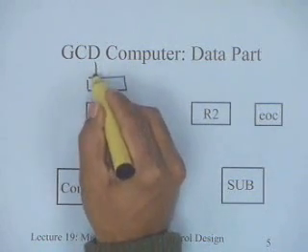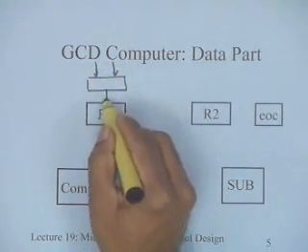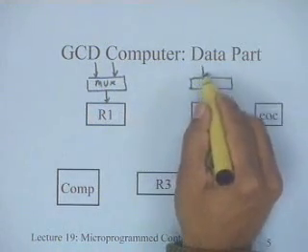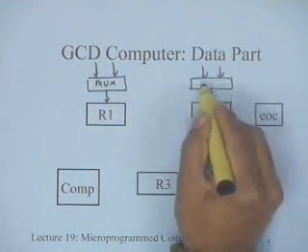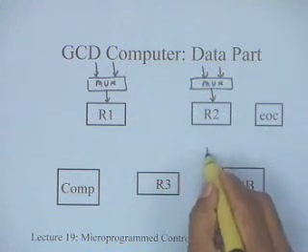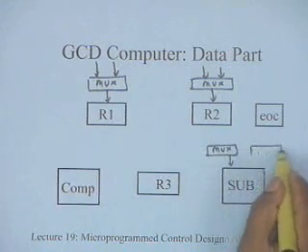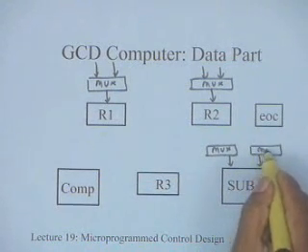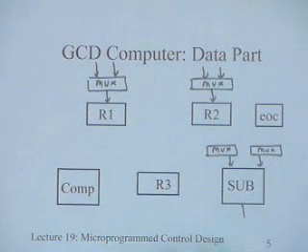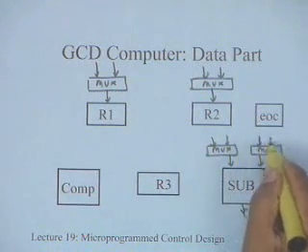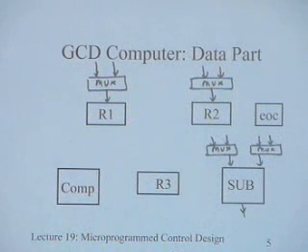R1 is to get 2 inputs, so I need a multiplexer. R2 is also going to get 2 inputs, I need a multiplexer. Again, the subtractor, if I assume that I can only subtract this operand minus this, then again I need to get 2 inputs from R1 and R2, and I need a multiplexer.